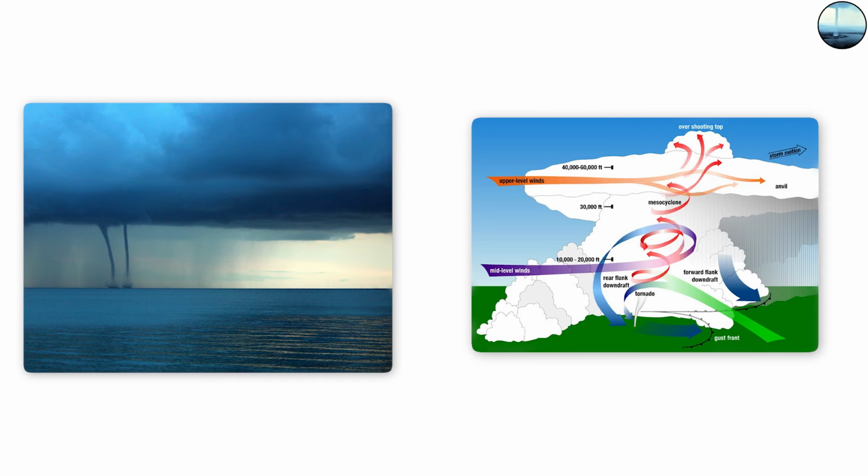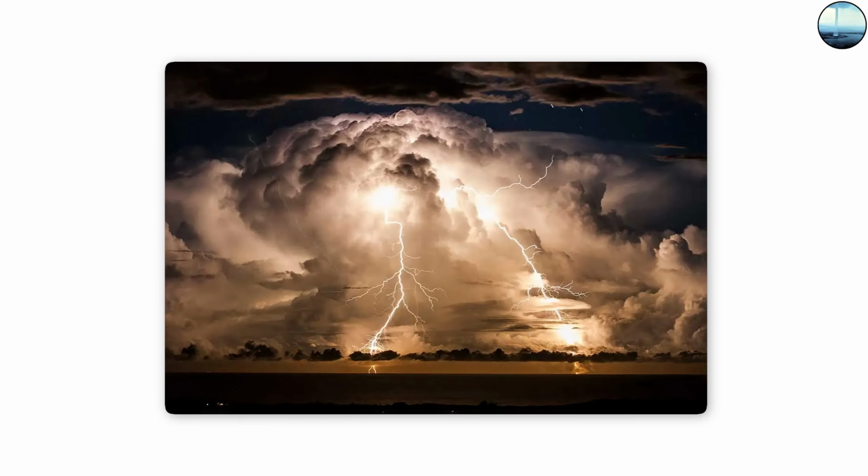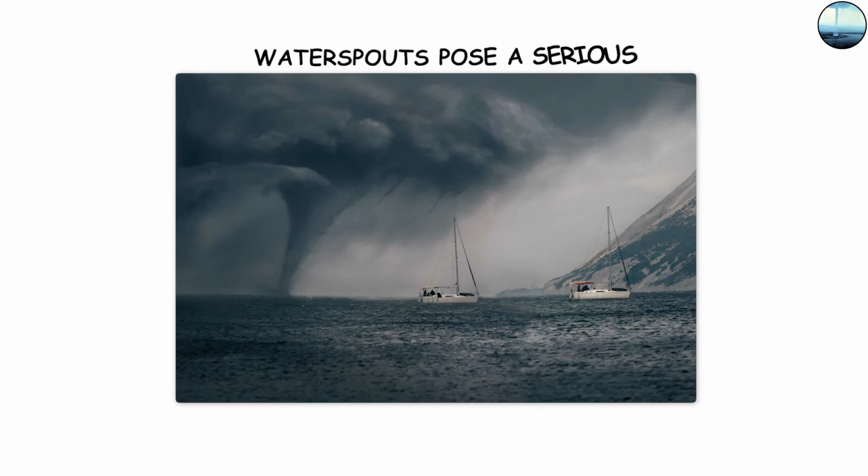Most waterspouts are weaker than tornadoes that form over land, but tornadic waterspouts linked to severe thunderstorms can be just as powerful. Waterspouts pose a serious risk to boats and can occasionally move onshore, bringing damaging winds to coastal areas.